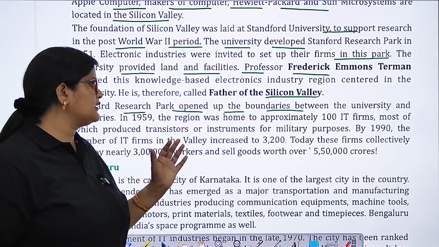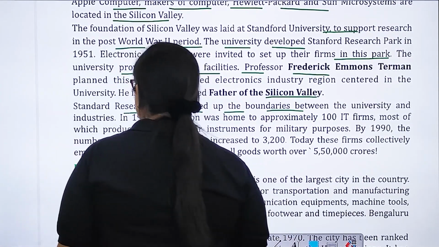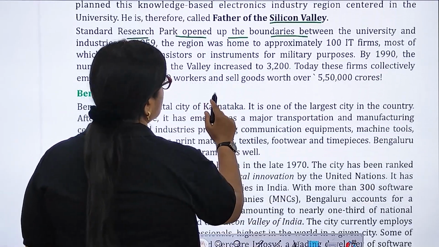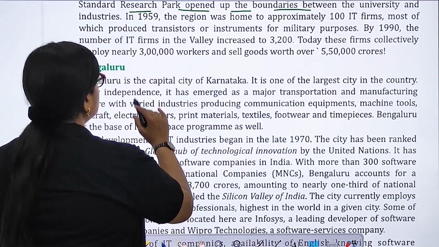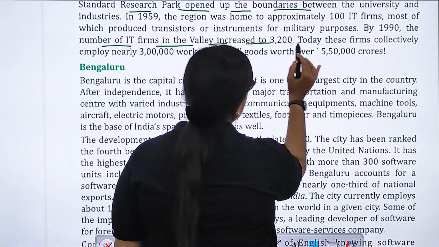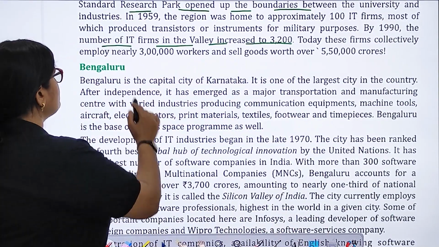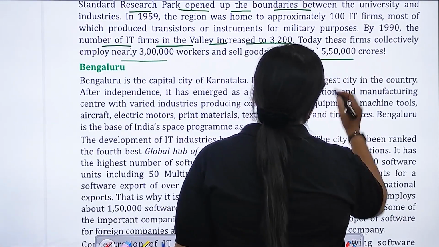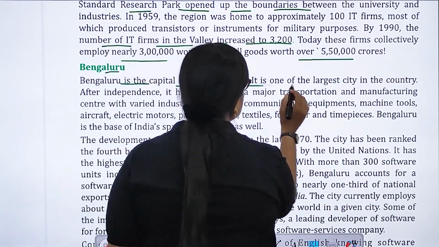In 1959, the region was home to approximately 100 IT firms, most of which produced transistors or instruments for military purposes. By 1990, the number of IT firms in the valley increased to 3,200. Today, these firms collectively employ nearly 3 lakh workers and sell goods worth over 5,50,000 crores. Bengaluru. Bengaluru is the capital city of Karnataka.